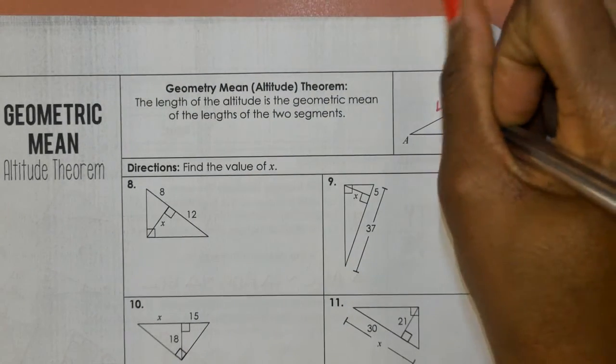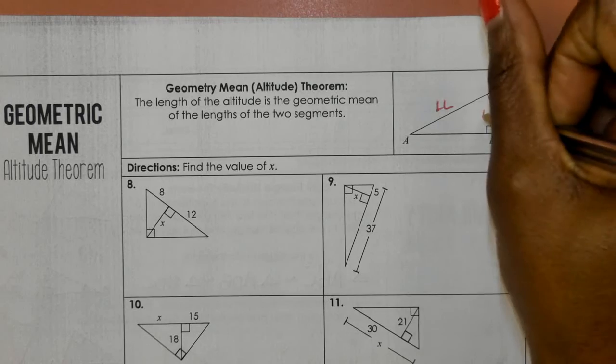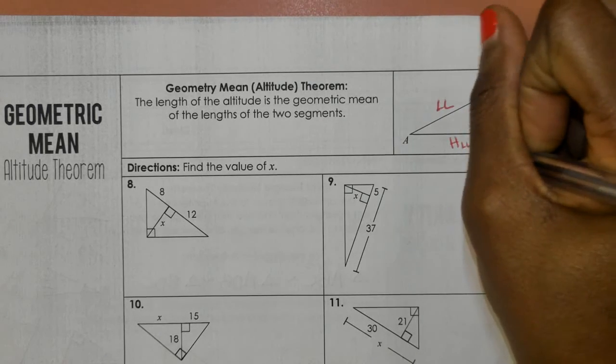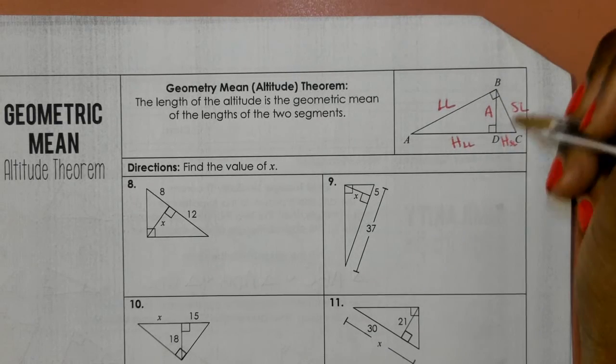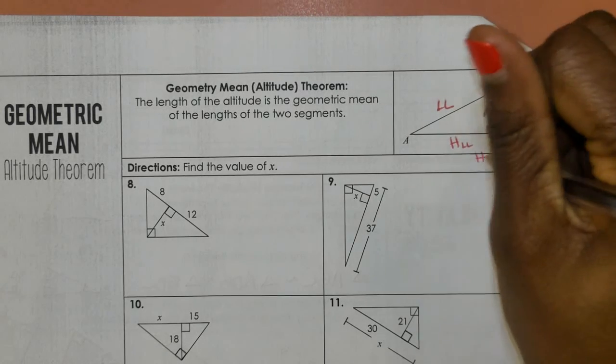So again, this is our longer leg out of the two. This is the short leg. This is the altitude. This is hypotenuse piece closest to the long leg because it's closest to the long leg. And hypotenuse piece closest to the short leg because it's close to the short leg. And this is the whole hypotenuse.